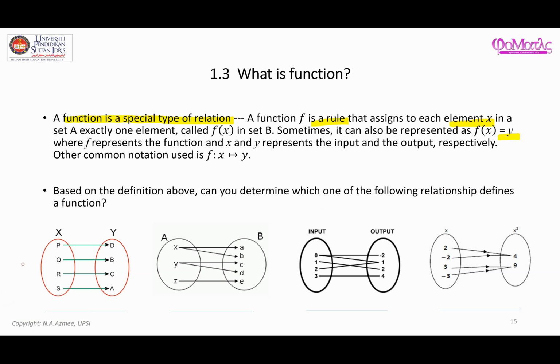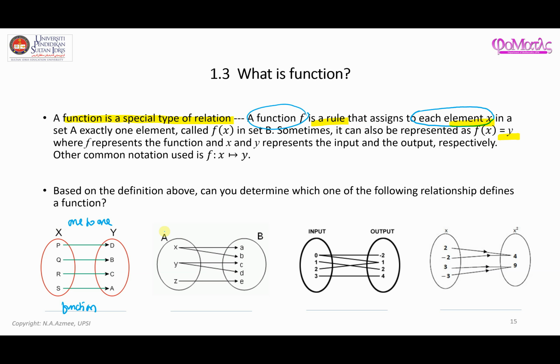Based on the definition above, can you determine which one of the following relationships defines a function? Let's look at this relationship. This is obviously a one-to-one, and because of that, this is a function. Why is it a function? Because again, we have to look at the definition here. A function is a rule that assigns each element of x.